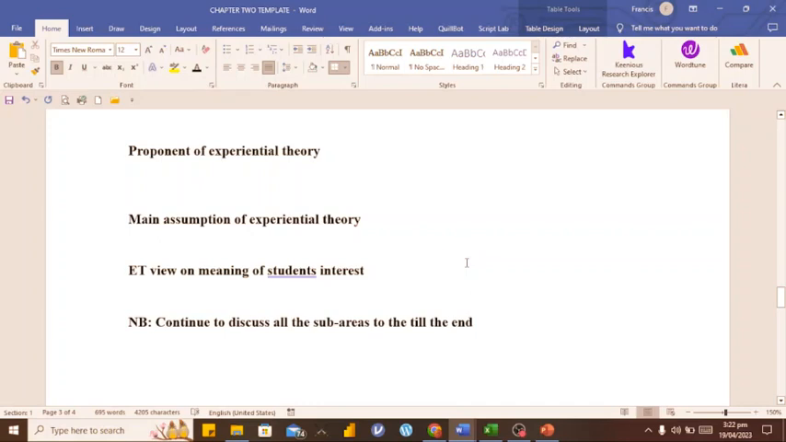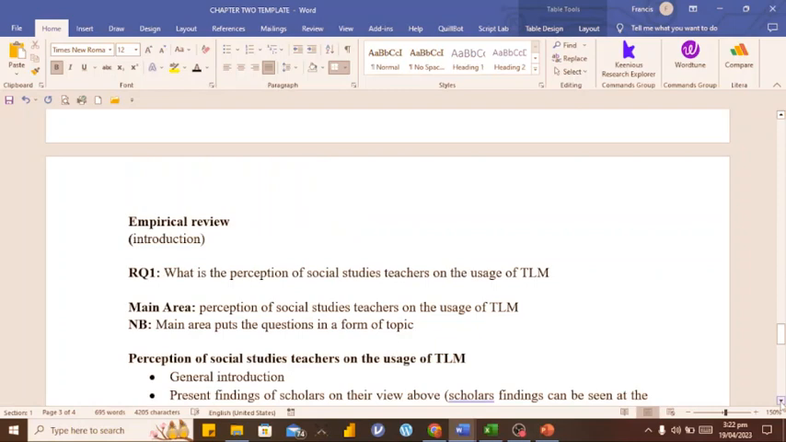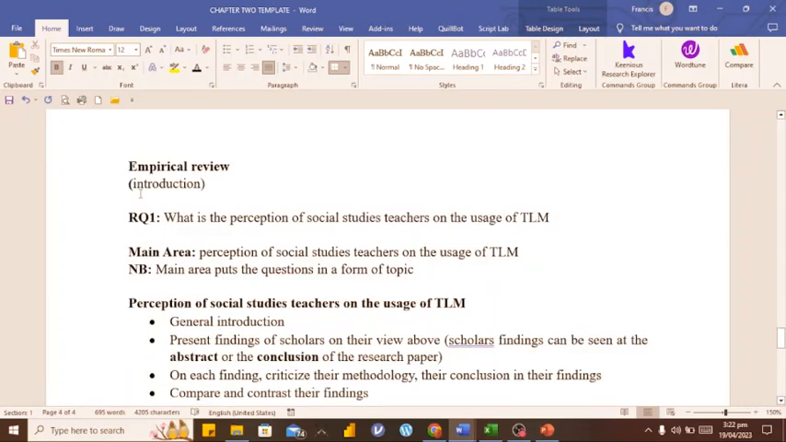Then when you are done with everything, you come to the empirical review. So with the empirical review here, what we are trying to do is that you also indicate empirical review, then you come out with an introduction. Then from that introduction, here you come and paste your research question. So what I'm saying is that the empirical review talks about your research questions. It talks about your research questions.